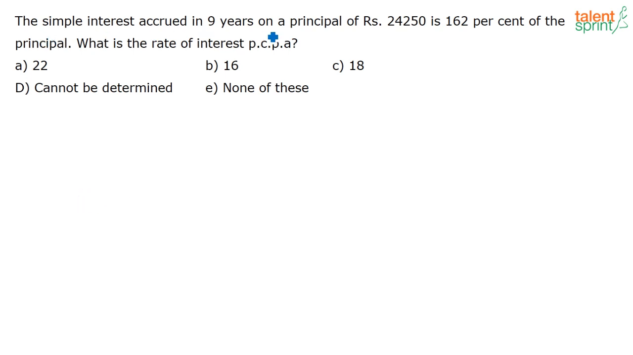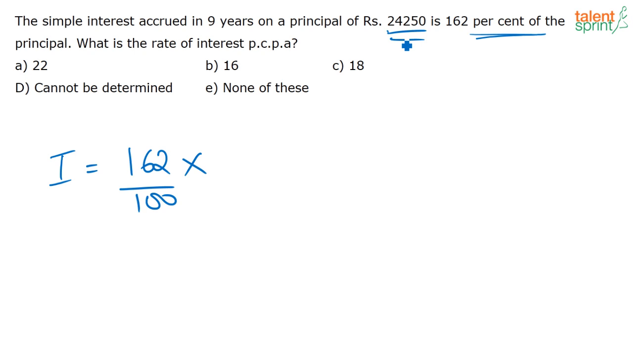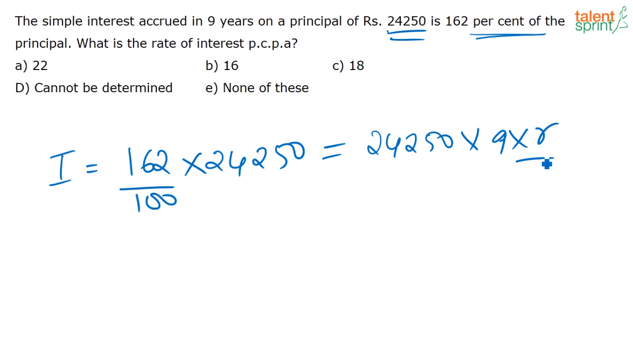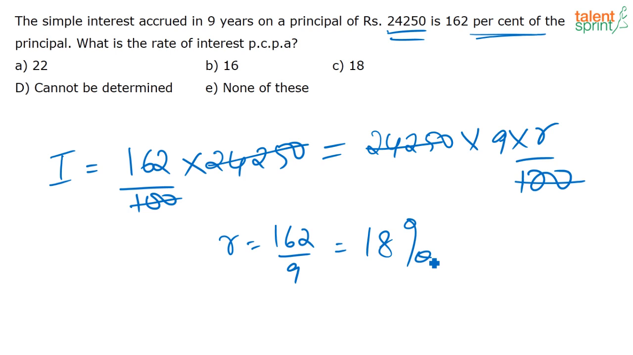The simple interest is 162% of the principal. So if the principal is P, the simple interest that he gets is 162 by 100 of P, correct? The principal they have given is 24250. So this is the interest that he gets. Now interest we can also calculate, I is equal to PTR by 100, correct? So here again P we know is 24250, 9 into R by 100. We don't know R, we have to find out R. Just simplify this, you get the answer. R is equal to 162 by 9, that is equal to 18%.